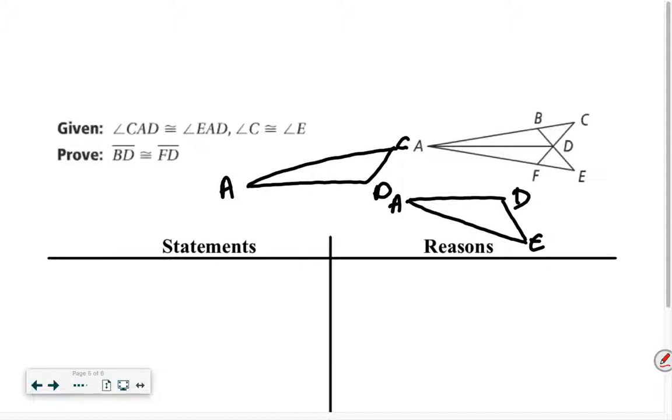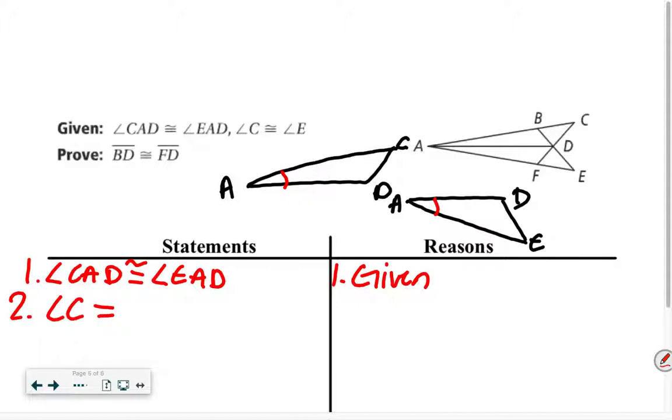If you didn't know what triangles to start with, look at the given. I'm given angle CAD, so it had to be this triangle, because that's the angle I'm talking about. So we'll start with our given. Angle CAD is congruent to angle EAD, because it is given. Angle C is congruent to angle E because it is given. There's only one angle C and only one angle E, so we can just say C and E.